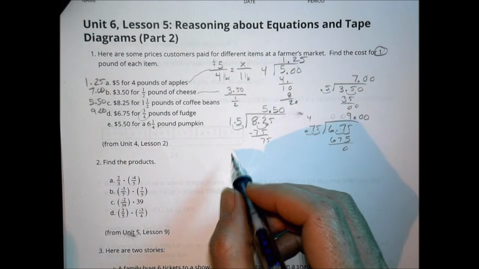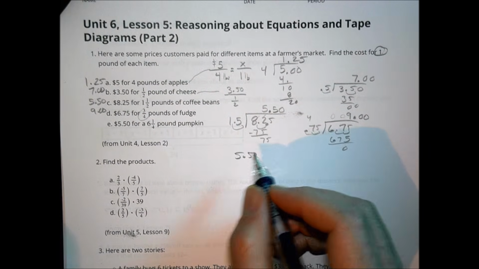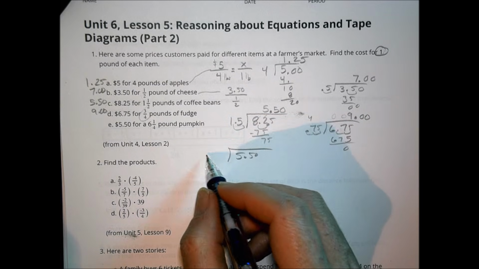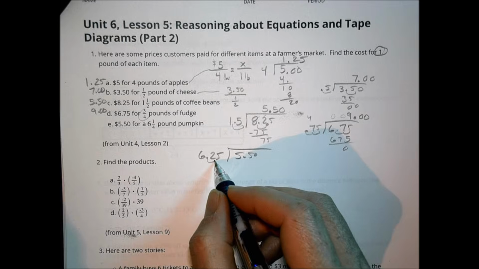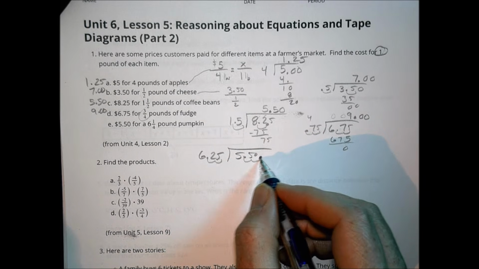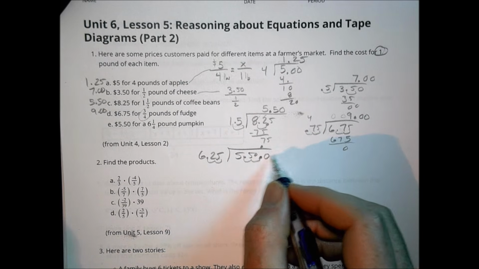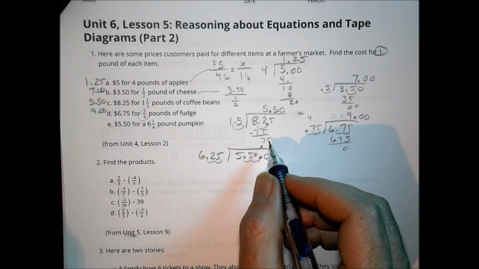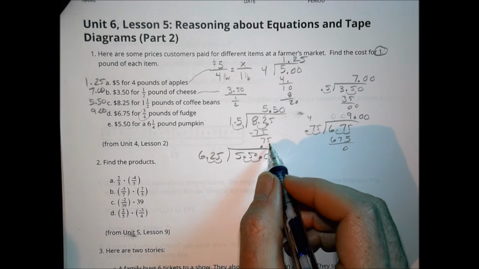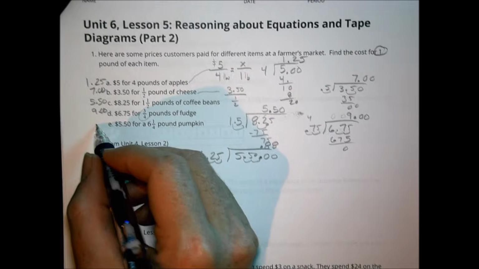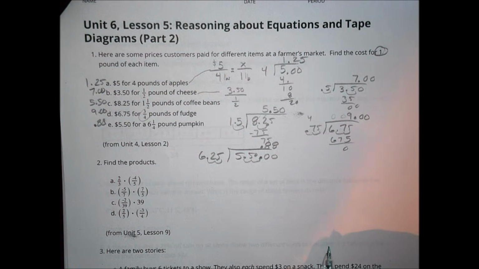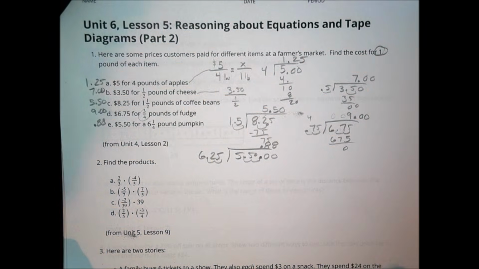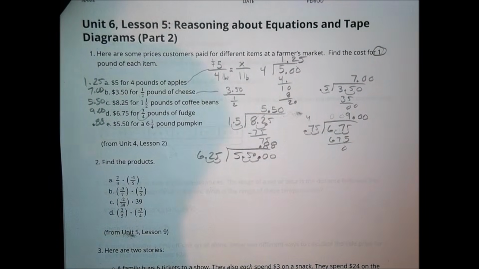And finally, we have $5.50 for a 6 1/4 pound pumpkin, so it's 6.25. And again, we're going to move that over 2 spaces, and we can already tell that I'm going to have some extra zeros there. And we're going to work this out. What we're going to end up with is it's going to cost us 88 cents for 1 pound of pumpkin. And you can figure that one out too. All right, so some long division there. Are there some shortcuts and shorter ways?